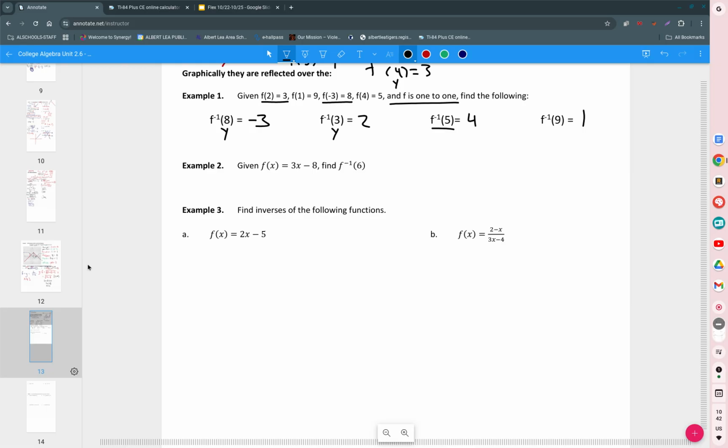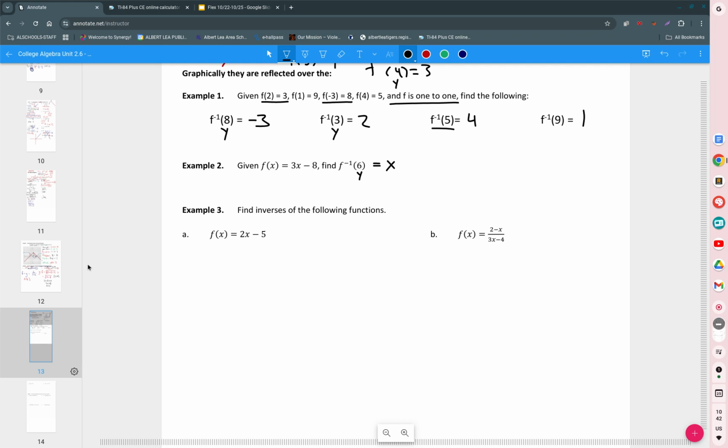minus 8, find f inverse of 6. Shoot, I'm not given a point there, I'm given a function. That means if I have a y value of 6, how do I come up with the missing x value? Anybody have a thought? Graph it?